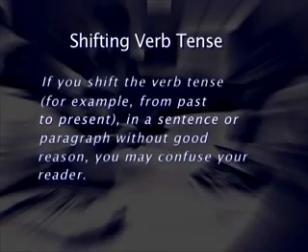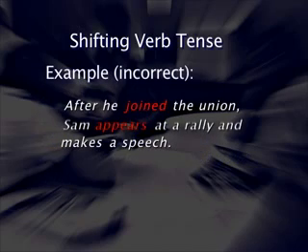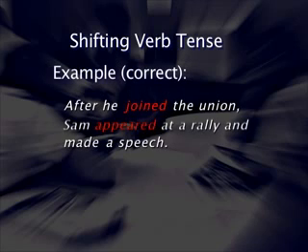Sometimes in the course of drafting an essay, writers accidentally shift from one tense to another without good reason. This can confuse readers. In this first sentence, the writer initially used past tense, but then switched to present. It's very easy to fix. As you can see, we just changed all the verbs to past tense.